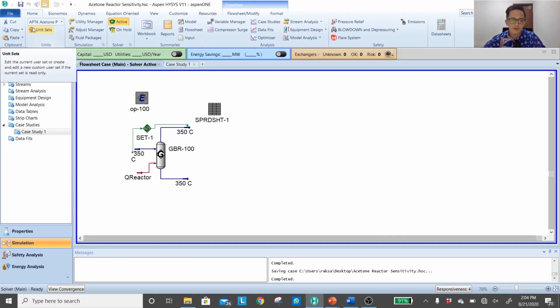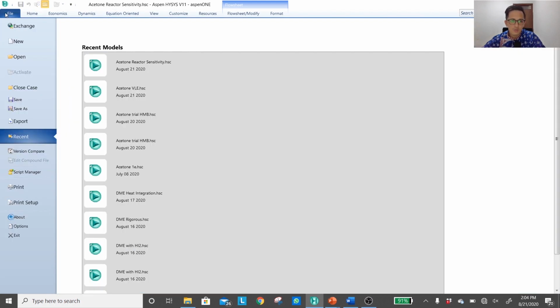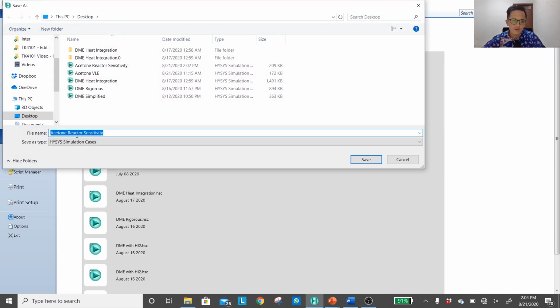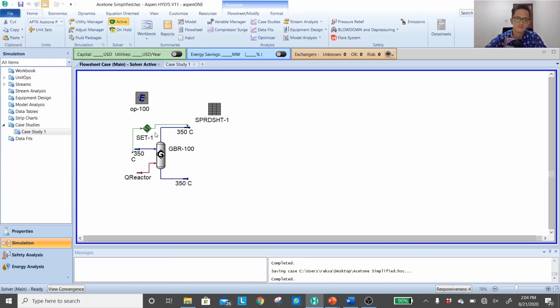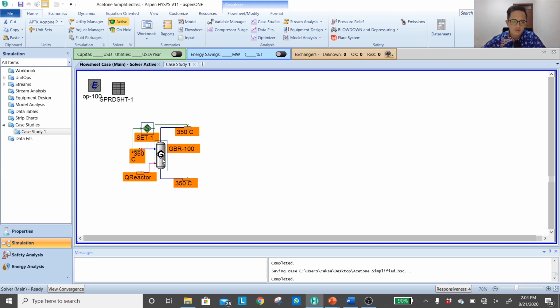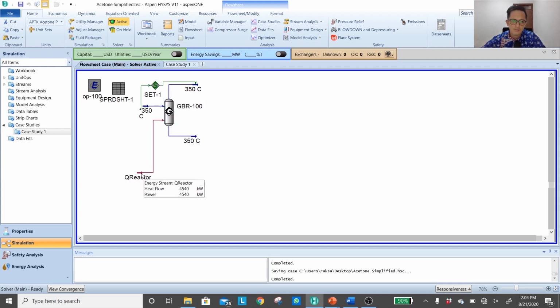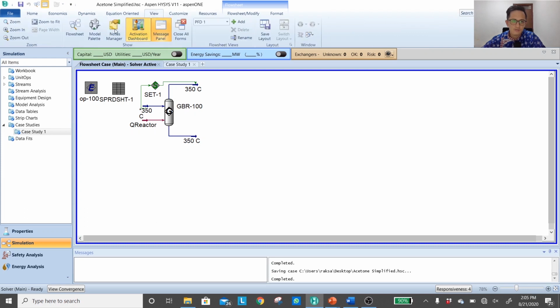Okay, let me continue from my previous file, which is called acetone reactor sensitivity. Now I will save it as a separate file. Let's say acetone simplified. Okay, and I will rearrange my flowsheet so that I have more space for the main simulation. I will keep this equilibrium spreadsheet and the Gibbs reactor just in case I want to compare the result with the main simulation. Okay, so let's define the flowsheet from the beginning.